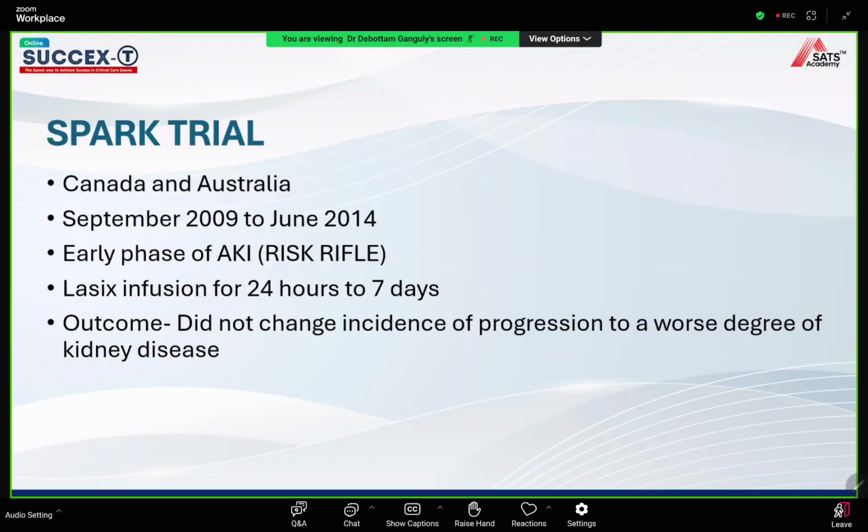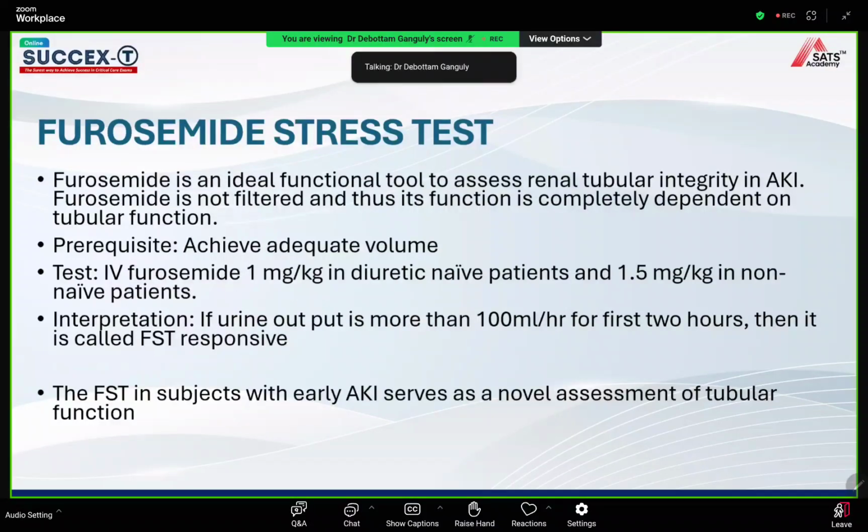Later, from June 2009 to June 2014 in Canada and Australia, there was the SPARK trial, in the early phase of AKI, the risk phase of the RIFLE criteria that we'll discuss later. Lasix infusion was given for 24 hours to 7 days, depending on the situation. They found it did not change the incidence of progression to a worse degree of kidney disease. So again it comes with some positive result, that we can give diuretic if necessary.